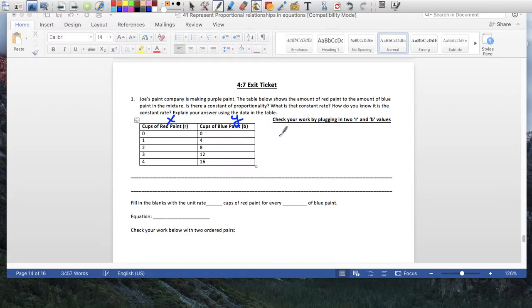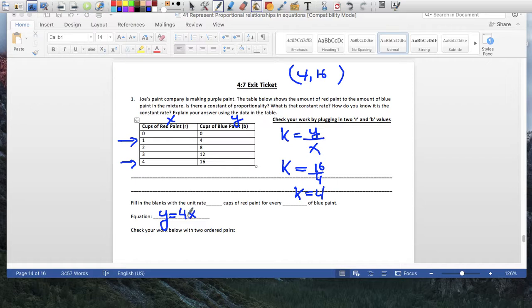Okay, so if I did k equals y over x, obviously, if you look right over here, you can already see that k is going to be 4. But I want to use this, so let's use the point (4, 16). If we divide, k equals y, which is 16 divided by 4, I'm going to get that k equals 4. So our constant of proportionality is 4, right? Which means my equation is y equals kx, or y equals 4x.